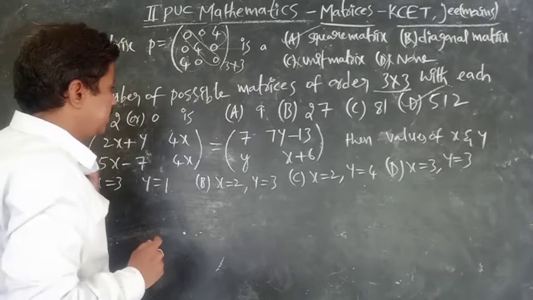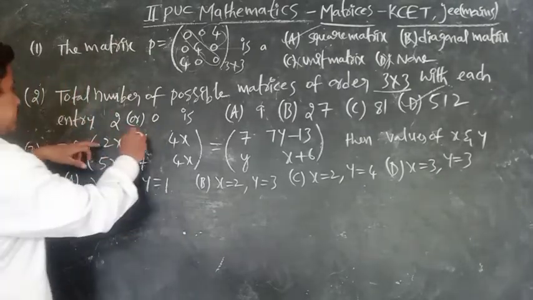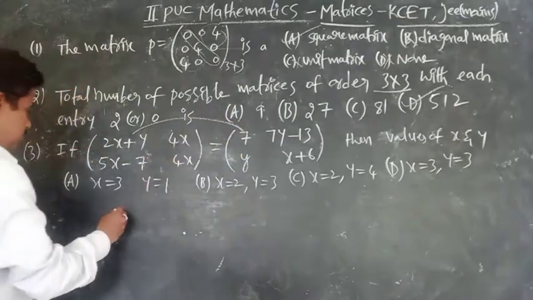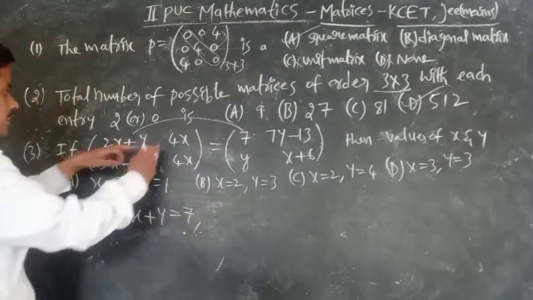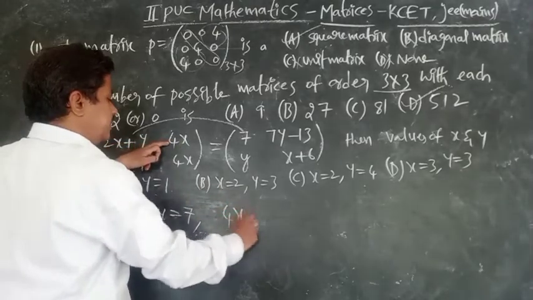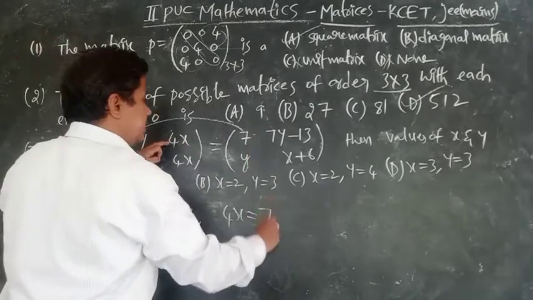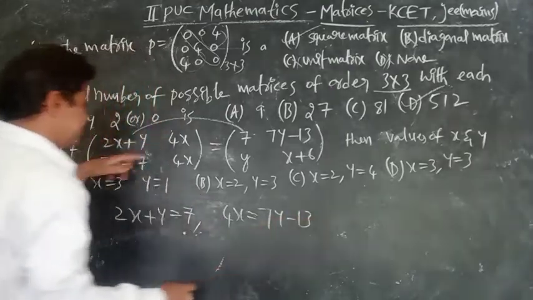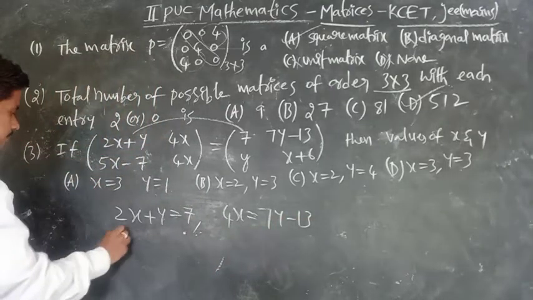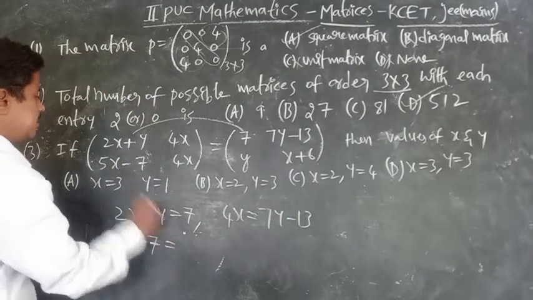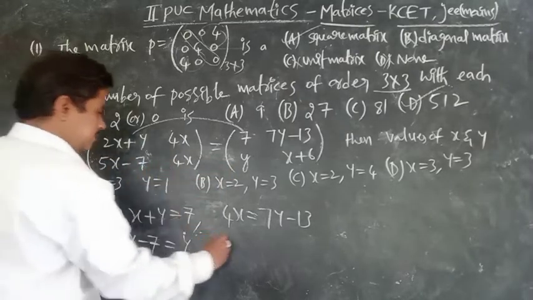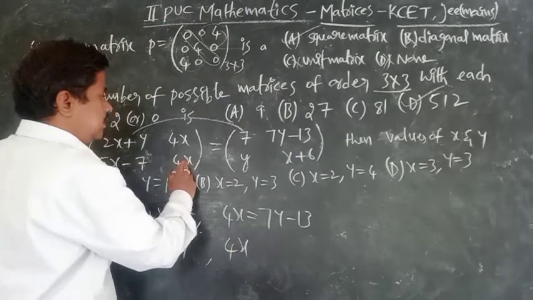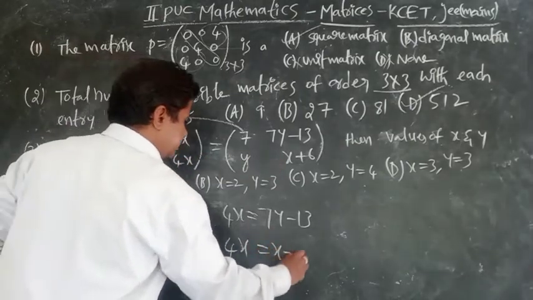So equate A to E. Equate these two things. So 2x plus y is equal to 7. Okay. Next one, 4x is equal to 7y minus 13. Okay. Next term, 5x minus 7 is equal to y. Next term, 4x is equal to x plus 6.